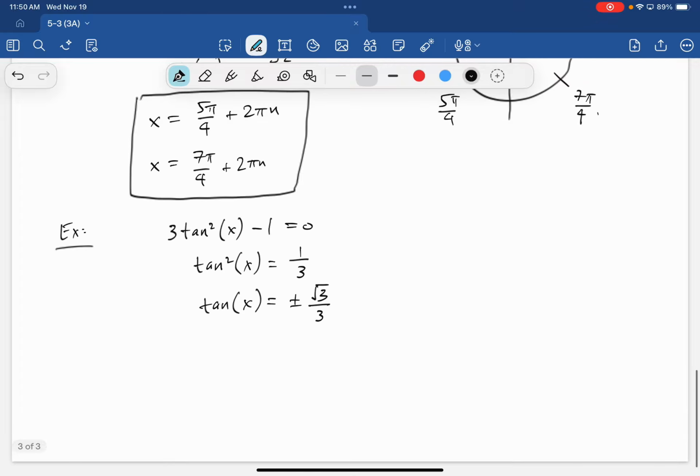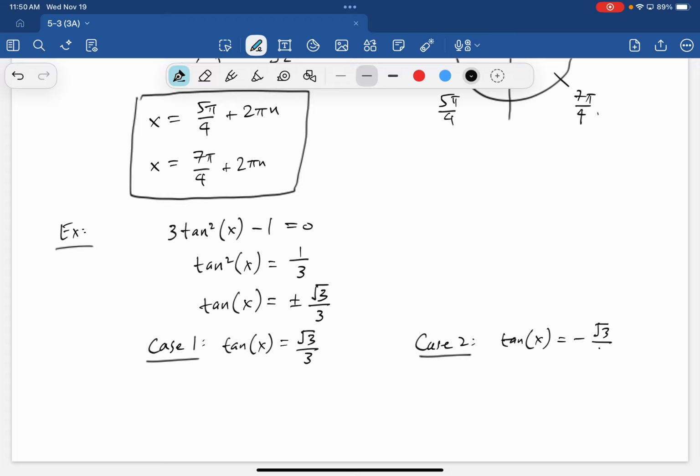Okay, so now we actually have two different solutions for the tangent, right? So we have to split up into two cases. We'll have case 1 is tangent x equals positive root 3 over 3. And then case 2 is tangent x equals negative root 3 over 3.